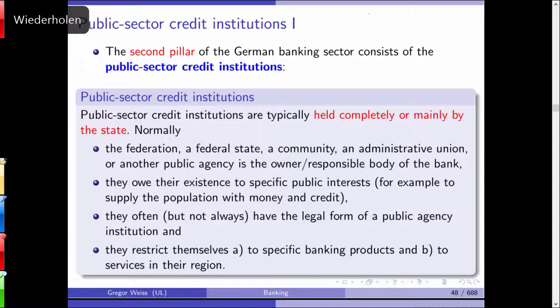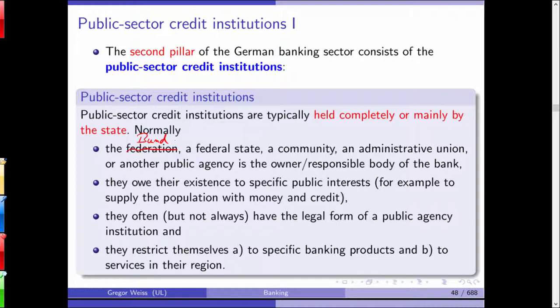And just have a look at this balance sheet. The second pillar consists of the public sector or the government, the state-owned banks. Those are usually held completely or mainly by the state, by the government, that is counties and cities. Normally the federation, which is a bad translation, the Bund, the federal state. So let's call it the federal government.